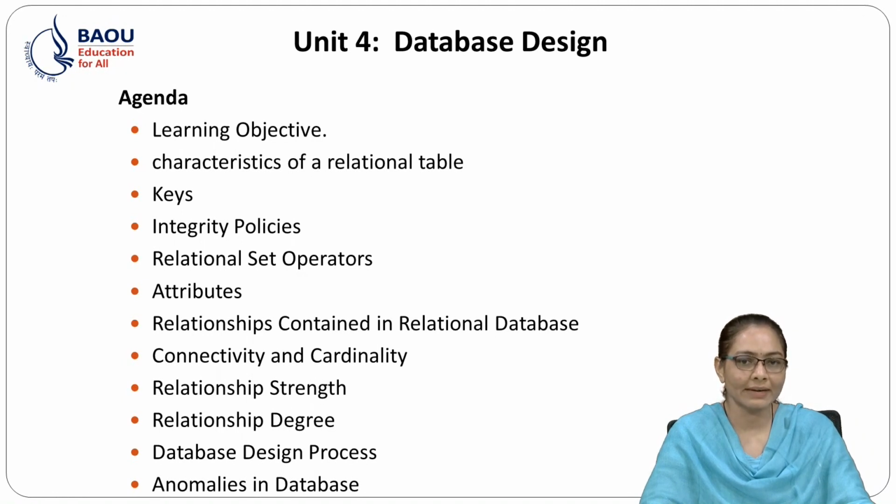We have already covered relationships contained in a relational database like one-to-one, one-to-many, many-to-one, and many-to-many in Unit 3. We also covered the relationship degree like unary, binary, and ternary relationship. All these topics are covered in Block 1, Part 2 of Unit 3. Today, we are going to learn about the remaining topics like keys, integrity policies, relational set operators, database design process, and anomalies in the database.